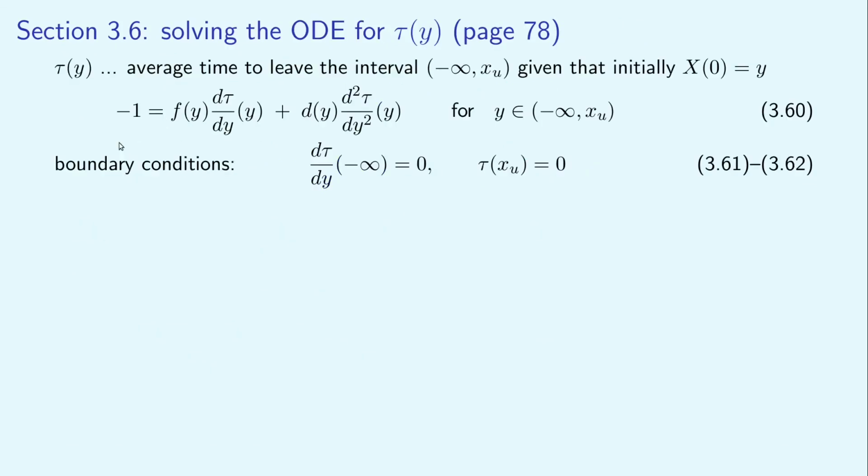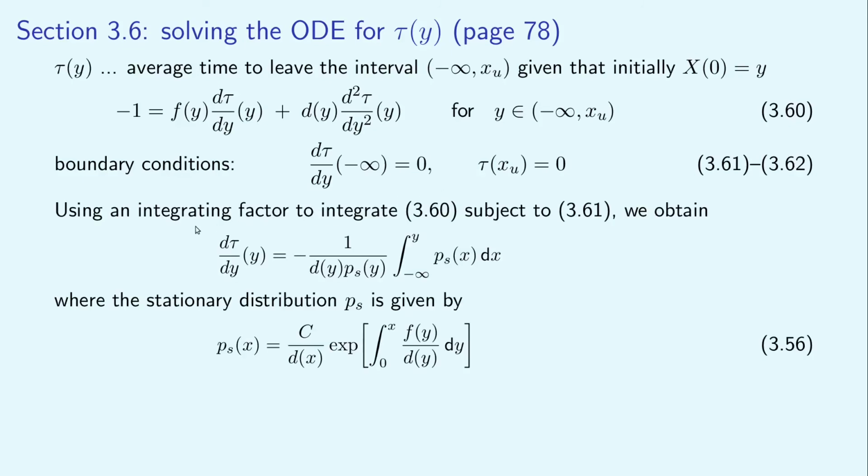Thus, we have obtained the second-order ordinary differential equation for tau. To solve it, we need two boundary conditions. If we start at the unstable steady state, then the time to escape the interval is 0, so our boundary condition at the right boundary is 0. On the other hand, if we start to the left of the stable steady state, then we quickly return to the lower stable steady state. So the function tau has to be approaching a constant as y goes to minus infinity. Thus, the second boundary condition is that the derivative of tau at minus infinity is 0.